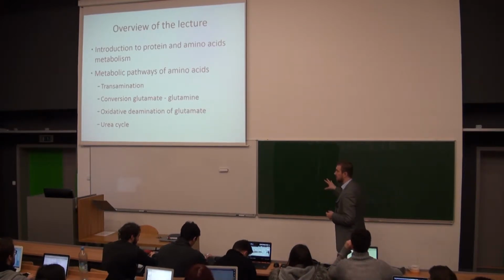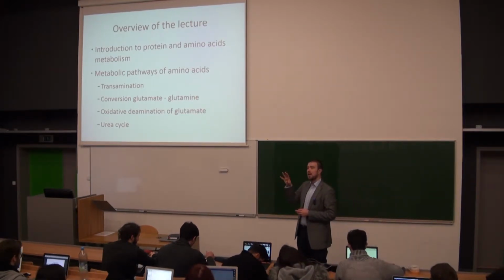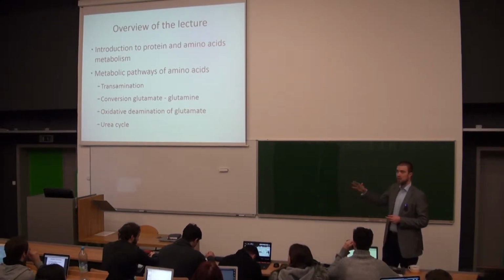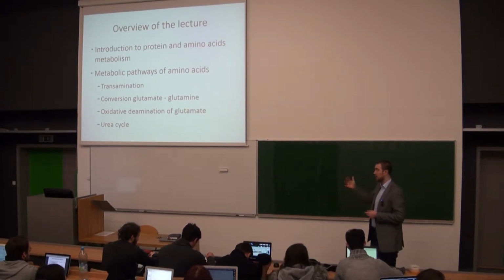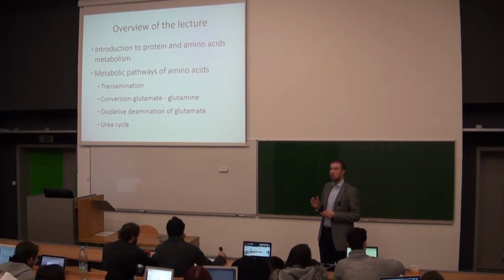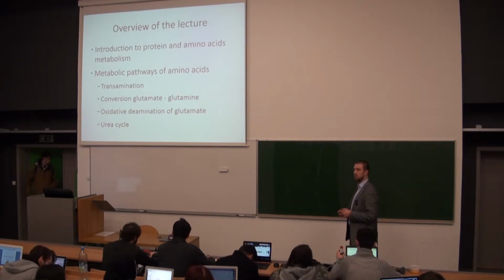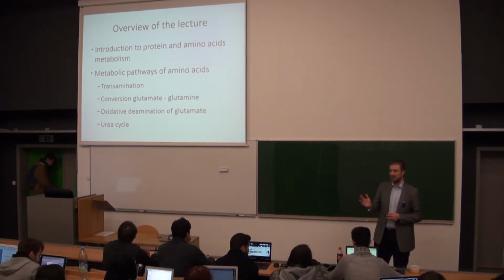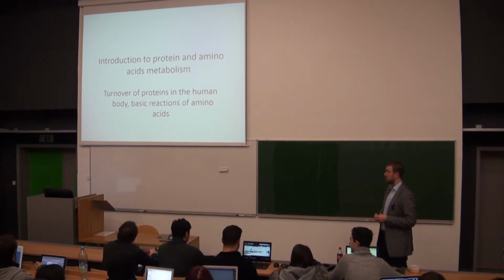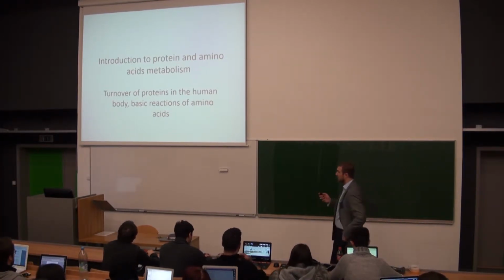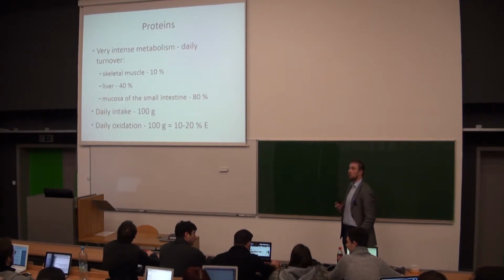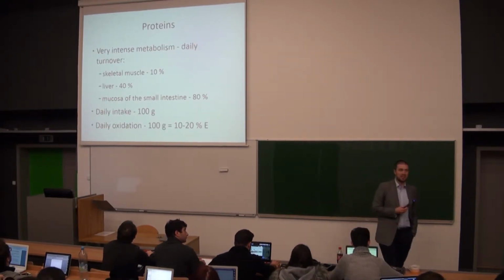Tomorrow we will look at the specific pathways that each amino acid can undergo, so how they can be utilized, how they can be synthesized, those that we can synthesize, and also what specific compounds we produce from amino acids. So if we start with the first part, I should give you some information about the general turnover of amino acids and proteins in our body.